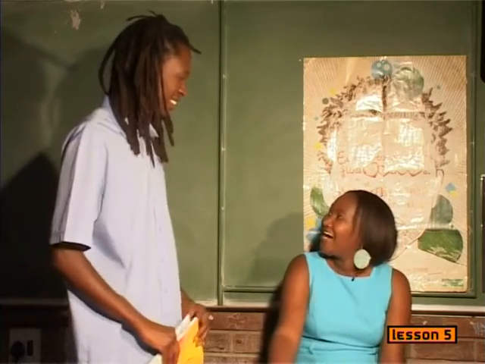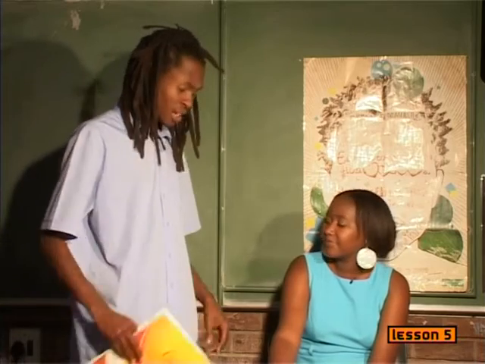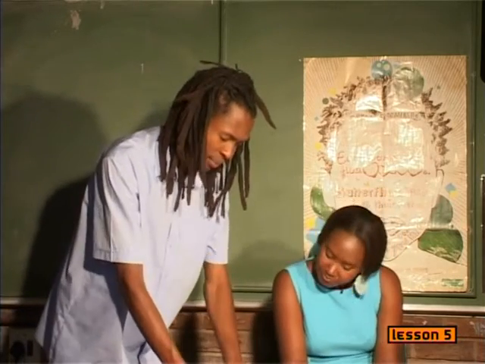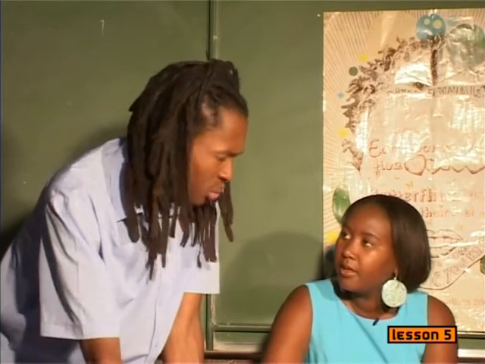Hi, Miss. Hi, Deboho. What are you working on today? I'm busy with graph interpretations. I was doing pretty well until I got to this question here. It says I need to find the points of intersection of the two graphs. But I have no idea how to do that.